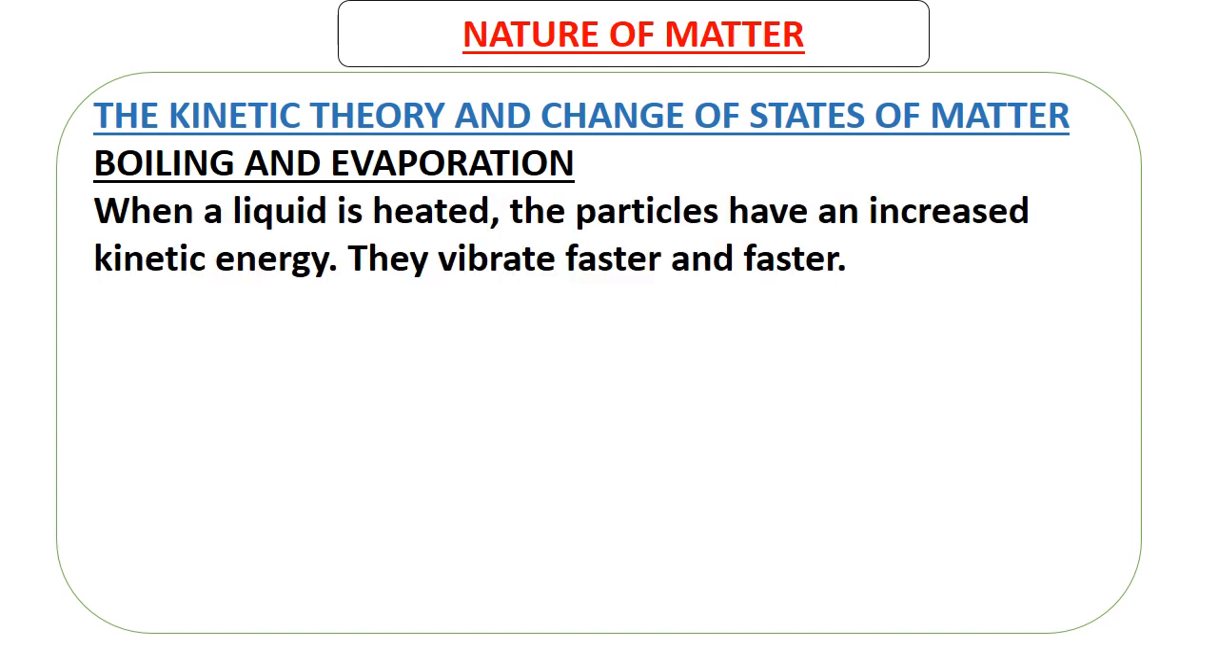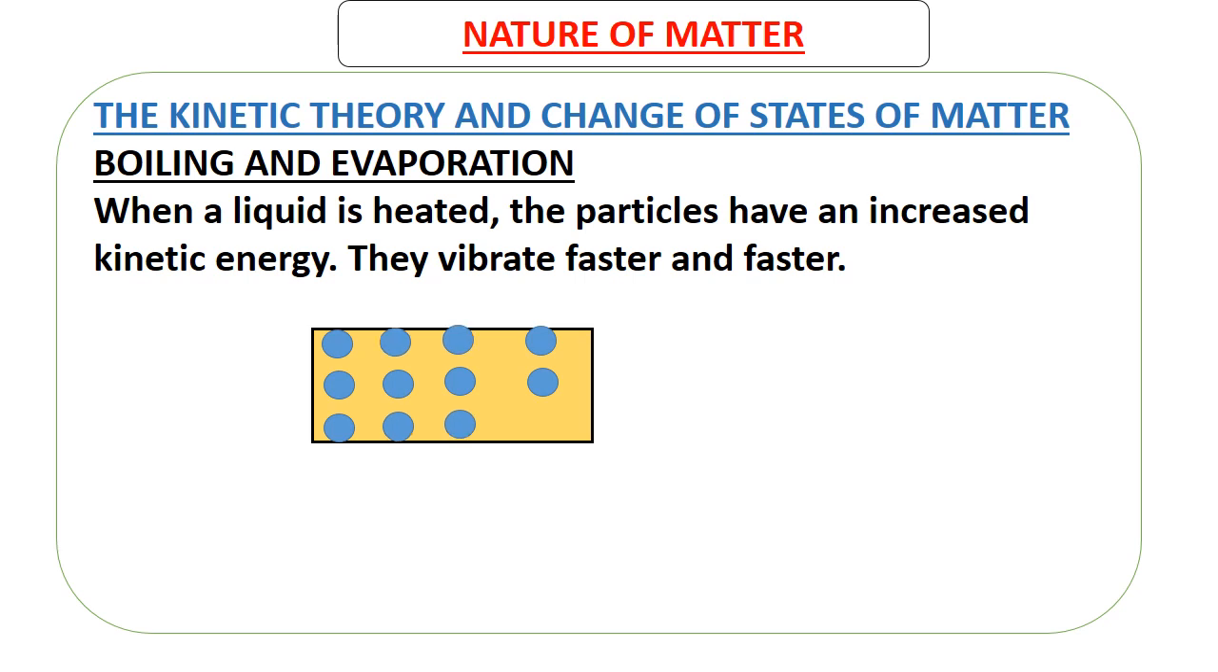So when a liquid is heated, the particles have an increased kinetic energy. They vibrate faster and faster. Given a liquid substance like this, and these are the particles, if the kinetic energy is increased, or when it's been heated, the particles will be vibrating faster and faster. A temperature is reached at which those particles at the surface of the liquid escape the liquid.